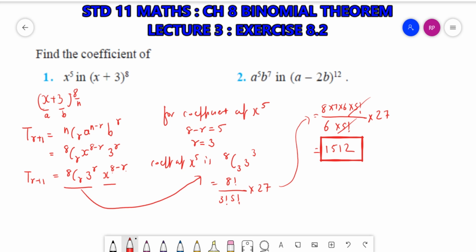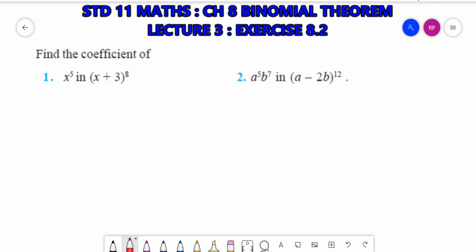Now let's see the second one. Coefficient of a raised to 5, b raised to 7 in (a minus 2b) raised to 12. Okay, so we write down our general term T_{r+1}. That is equal to n, what is n? 12. So I write down 12.